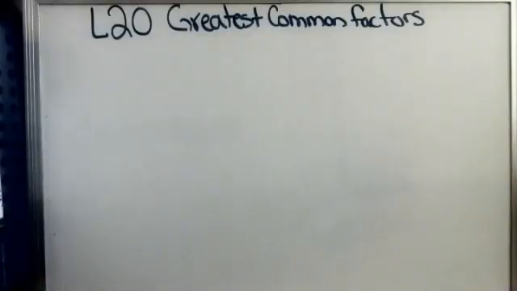So this is lesson 20 for course 1, greatest common factors. When you're looking at greatest common factors, your first step is just to look at the factors of numbers. Remember, factors are two or more numbers that times together to make a number. In this case, we're only looking at two numbers that times together to make a number.